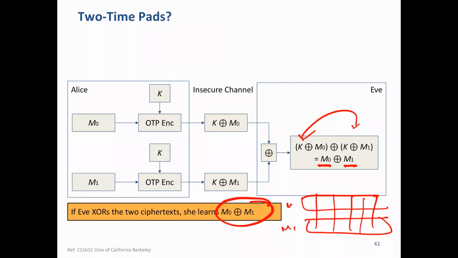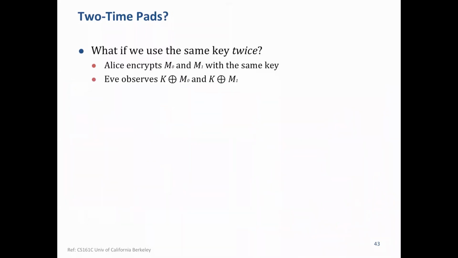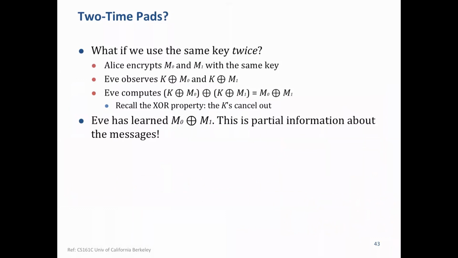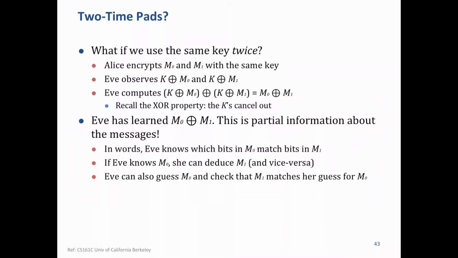This info is available, which means this info is leaked: what she has received is the exclusive-or of two messages. So if you use the same key two times, then information is leaked. Similarly, if you use it three or four times and so on, more and more information is being leaked. Okay, all right. So this is the theory.